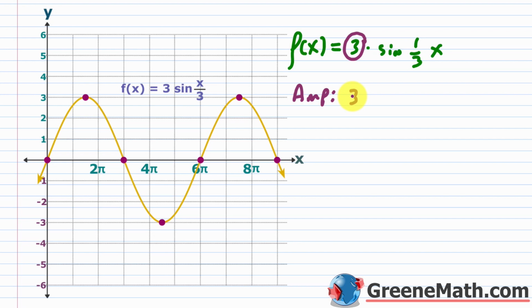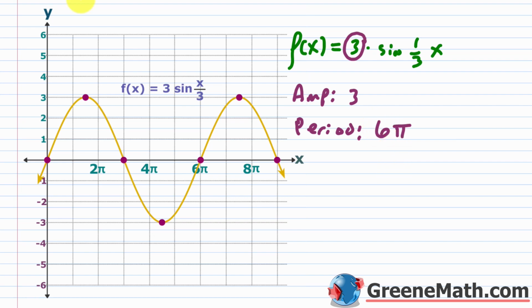Now, when we think about our period here, we're going to have 2 pi over this b. So 2 pi divided by 1/3. Basically, you're going to flip that fraction, okay? And you're going to have 3 over 1, and you're going to multiply that by 2 pi. So the period here is going to be 6 pi, okay?